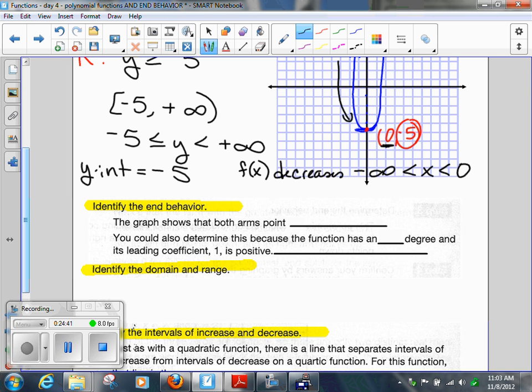It decreases, and at that moment, it starts increasing. So f of x increases from what to what? From 0 less than x less than positive infinity. Excellent, folks.